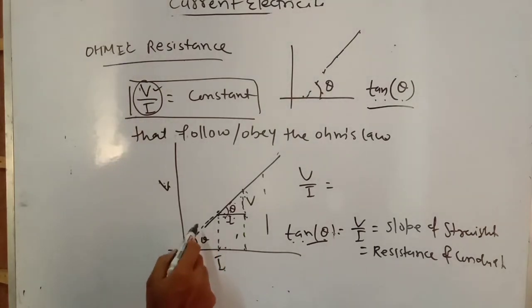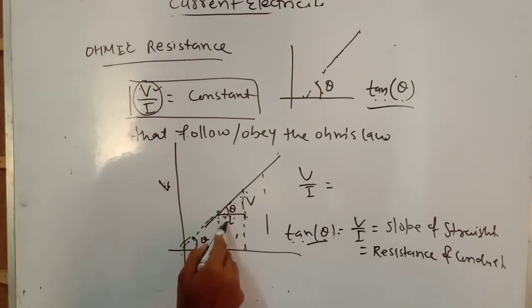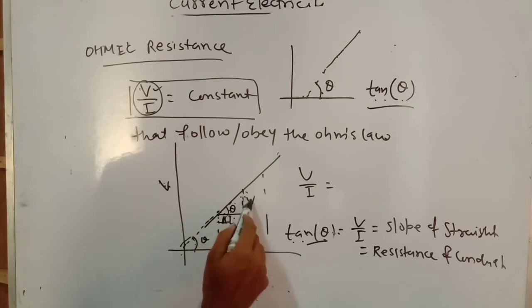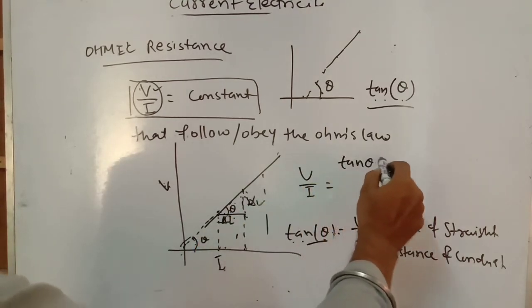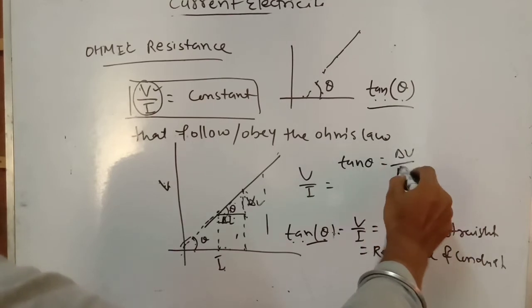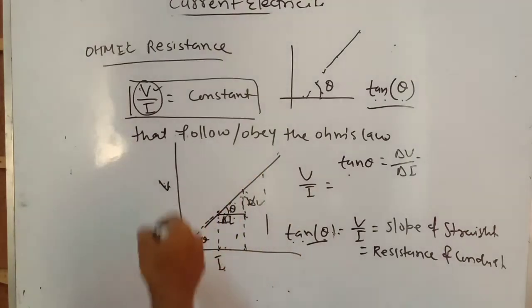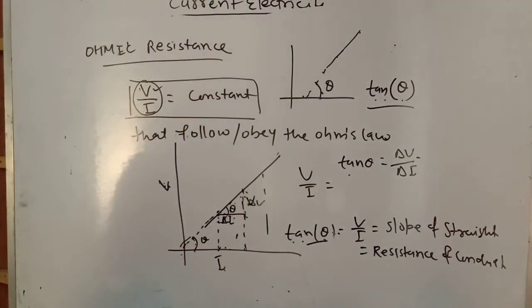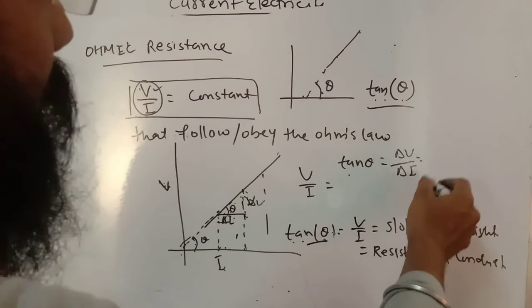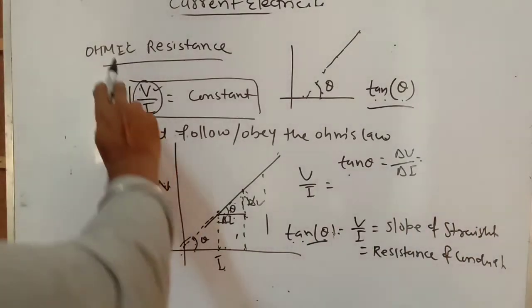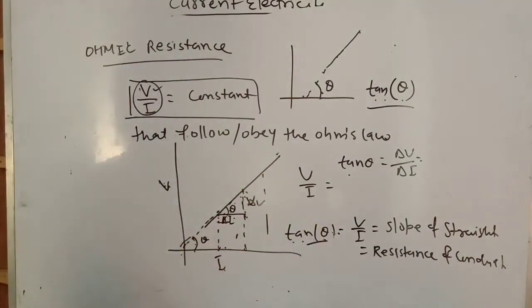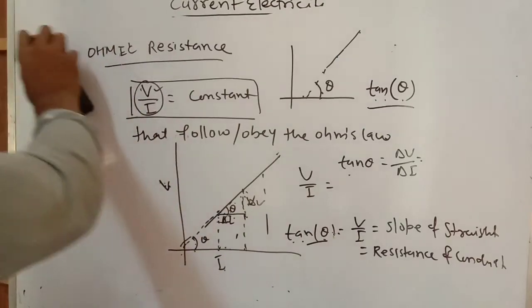So how can you find it? It is about the difference of current and the difference of potential. So you can write that tan theta equals the difference of potential over the difference of current. It will give the slope of this graph, and it represents the resistance of the conductor. So in case of ohmic resistance, it will be a straight line. This is the ohmic resistance. Now, non-ohmic resistance.